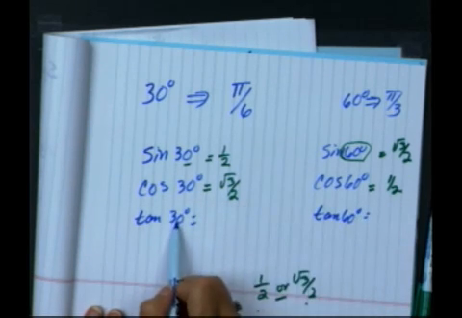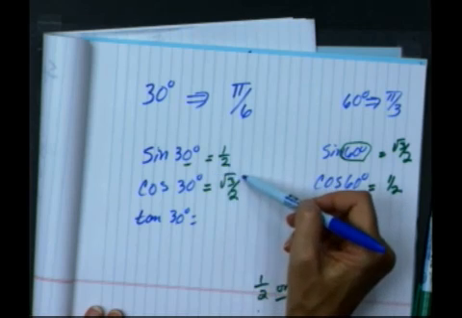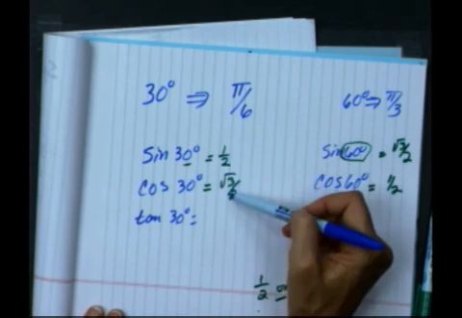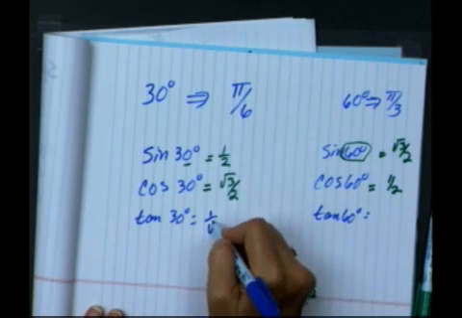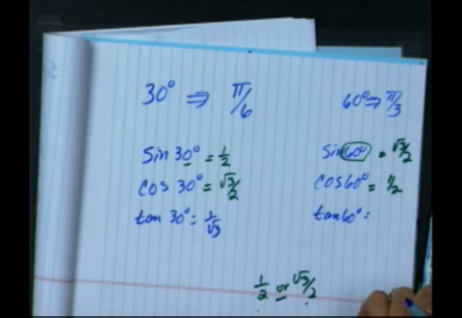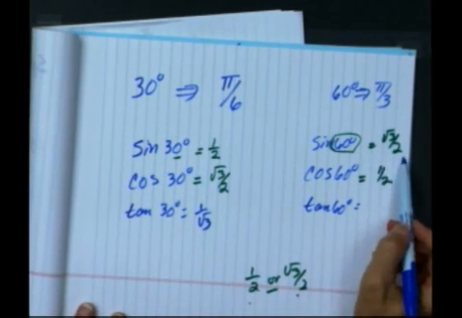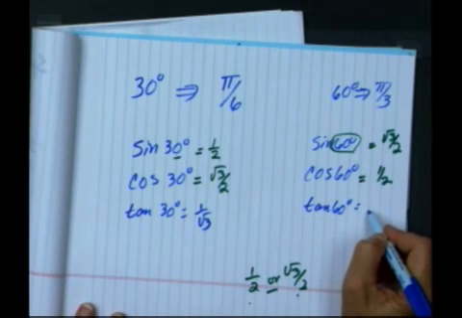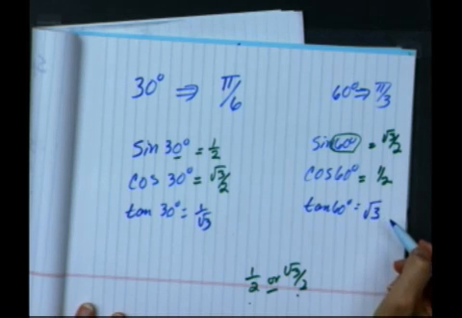Okay, the tangent of 30 degrees is going to be the sine of 30 divided by cosine of 30. What's that going to be when it simplifies? 1 over the square root of 3. And if you wanted to rationalize that, you could. All right, tangent of 60, sine over cosine. What's that going to come out to be? Square root of 3 over square root of 3. Okay?